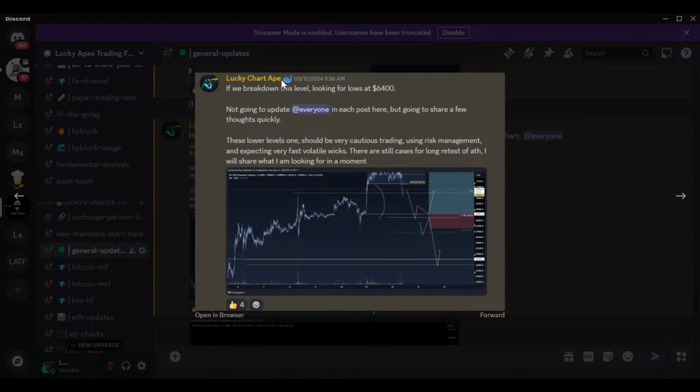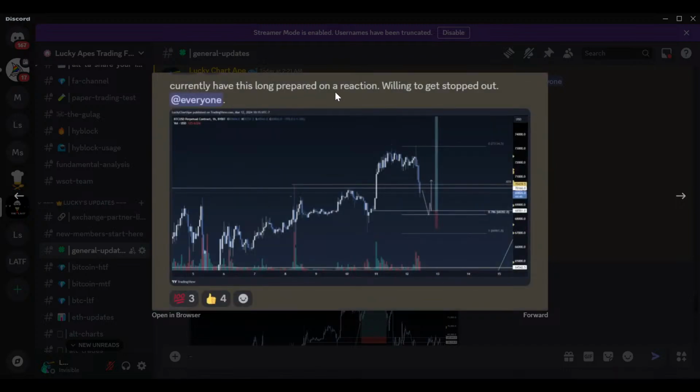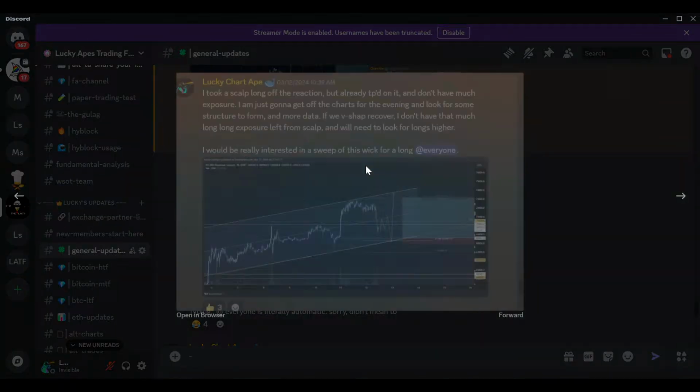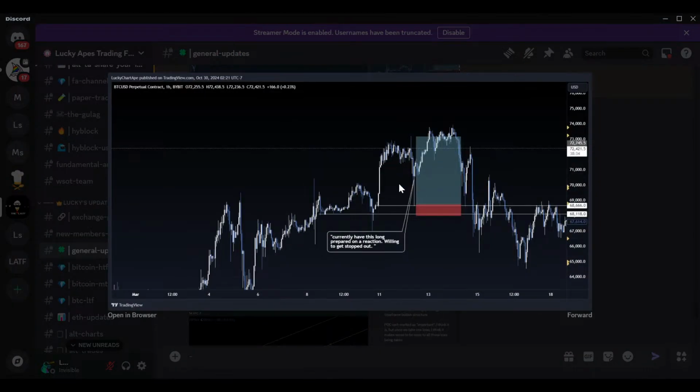This was another long setup. And here's another long setup. I said, this is an update back in March. So we make that first new all-time high, and I'm looking for this low to get taken down into this level. My next update is currently have this long prepared on a reaction, willing to get stopped out to test another all-time high. Price comes down into that level, took the scalp long off the reaction. I TP'd quite quickly off of that, but then price carried on. That was this idea, right? Come down to this wick. Here's another long.